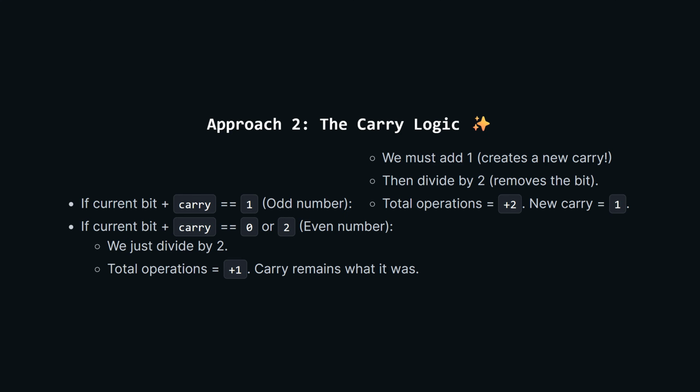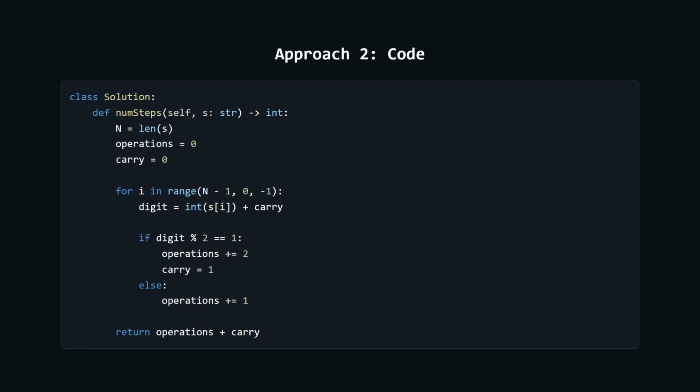On the other hand, if our bit plus the carry equals 0 or 2, it acts like an even number. We just do a single divide step, and whatever carry we had just shifts over with us. And here's the code for that second approach. Notice how short it is.